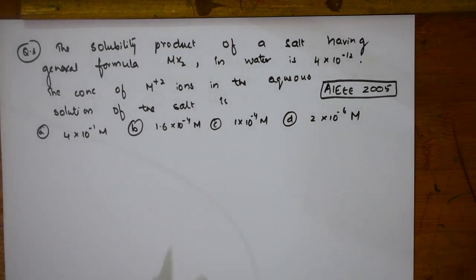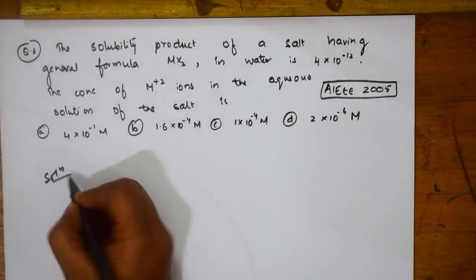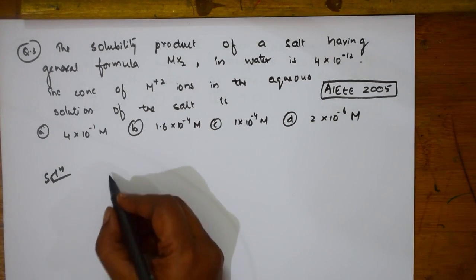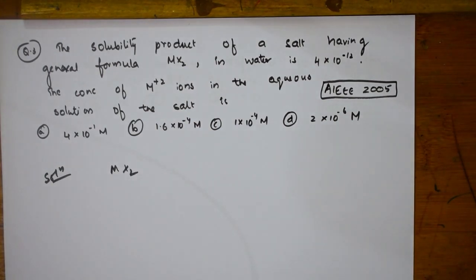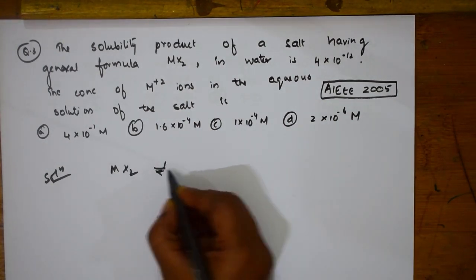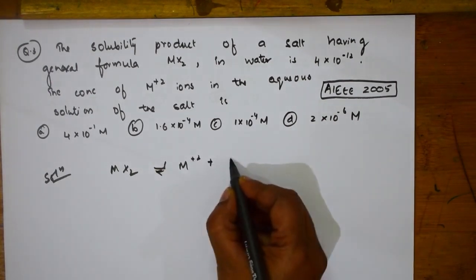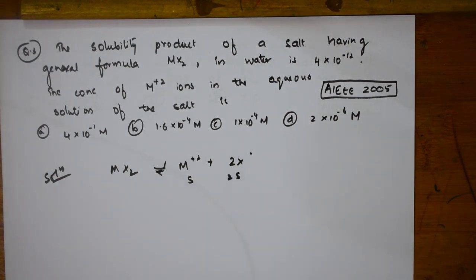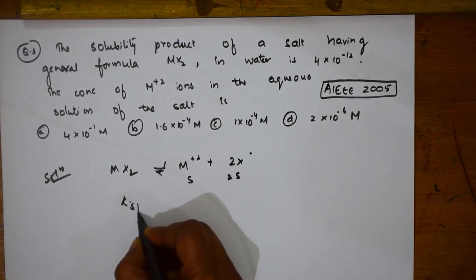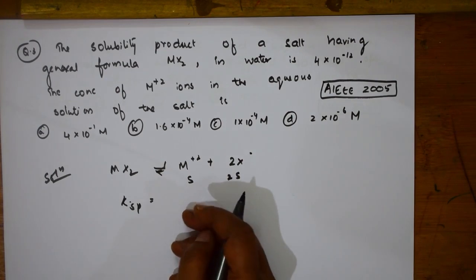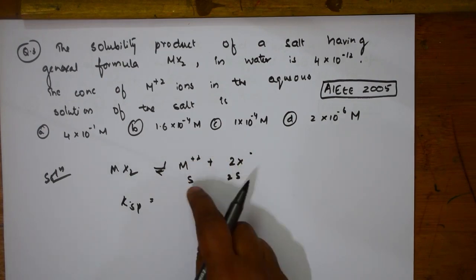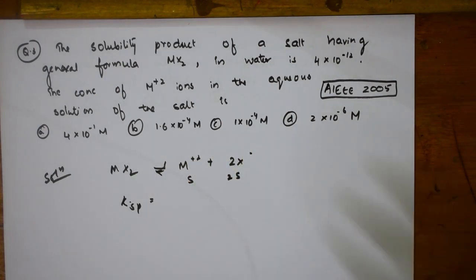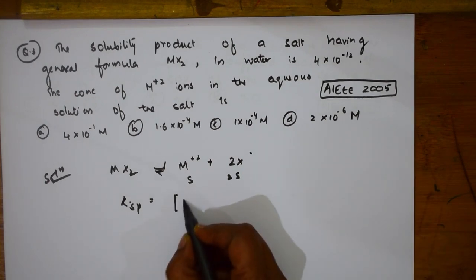They've given 4 options. First of all, what should I find? I need to find the M plus 2 concentration in an aqueous solution of the salt. Let us solve. First of all, take the type of salt given to you. It is given MX2. As soon as it is dissolved, it will dissociate into M plus 2 plus 2X minus ions. So this is S and this is 2S. Now when I have to write the solubility product, we very well studied, it is a product of the concentration of the cation and the anion, each raised to the power of the number of ions, that is concentration raised to the coefficients.